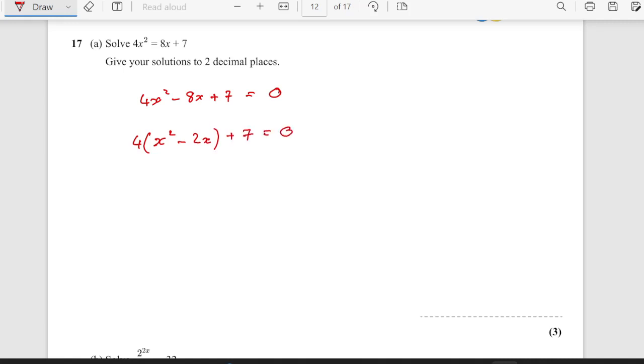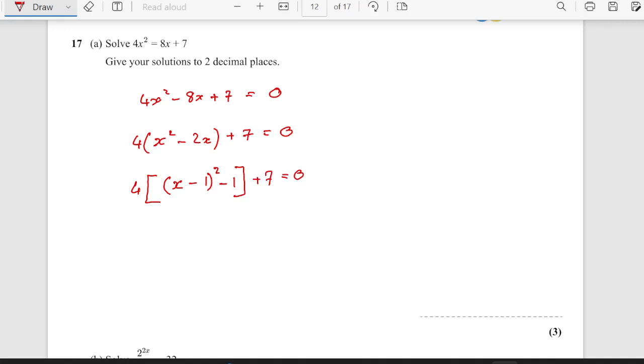is equal to 0. So I'm now going to complete the square on this part here. So I'm going to say that that's 4, and I'm going to put a big bracket in: x minus 1, half of this coefficient, squared. And from that I need to subtract this term squared, so minus 1. Plus 7 is equal to 0.